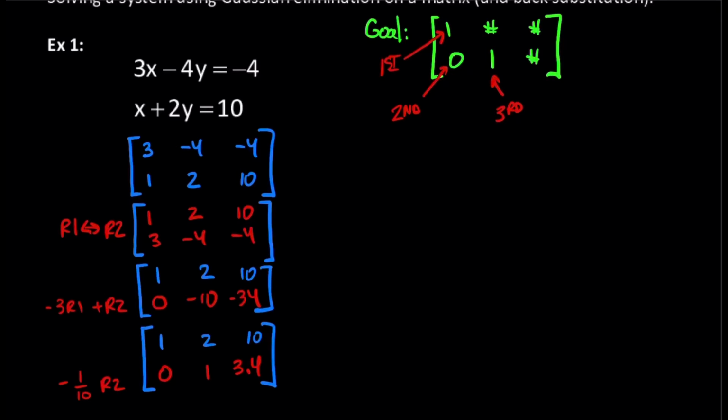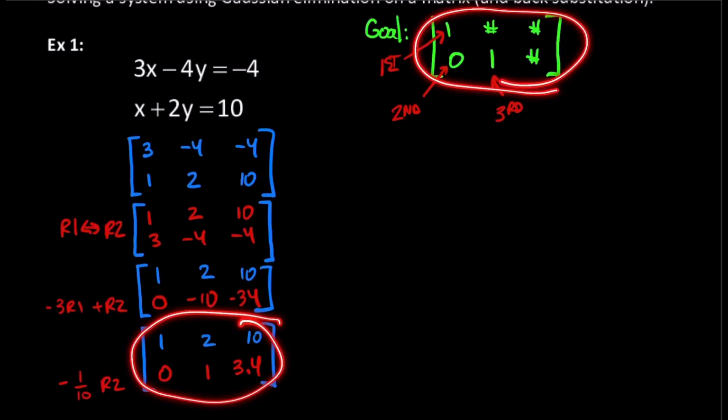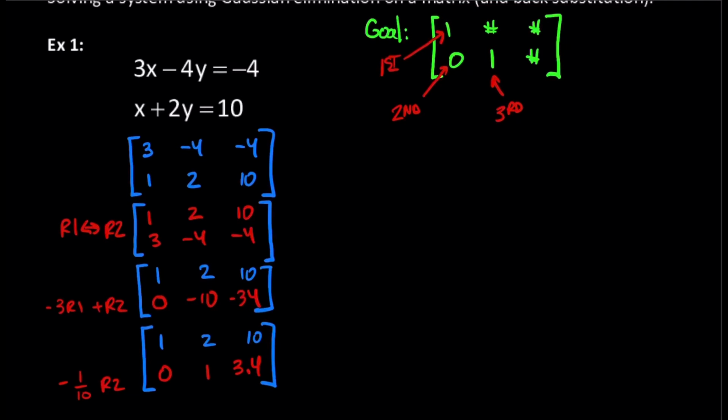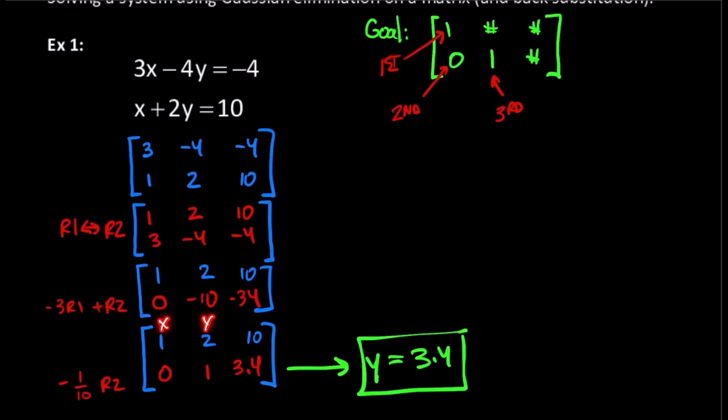So now, if you notice, this matrix is in this form. I've got everything I want. What does it now tell me? Well, the bottom row tells me y equals 3.4. So remember how this works. Here's your x, here's your y, and there's your number. So in this equation, I have 0x plus 1y equals 3.4. That's why I do it.